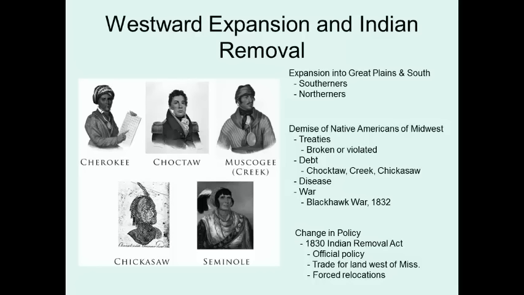After they get rid of the Indians in the Midwest, we begin to see a change in policy in the South, because there are still Indians in the South. And this happens with the Indian Removal Act of 1830. In the South, the tribes tended to be larger and the tribes tended to be better organized, so they weren't as easy to dislodge as the Native Americans in the Midwest.